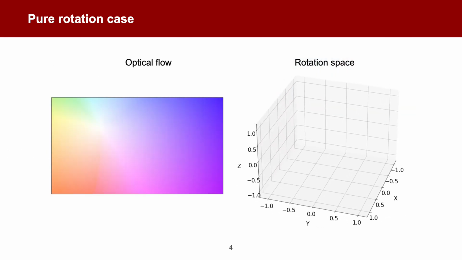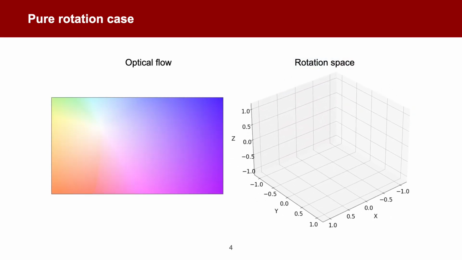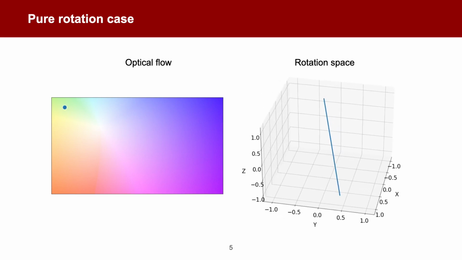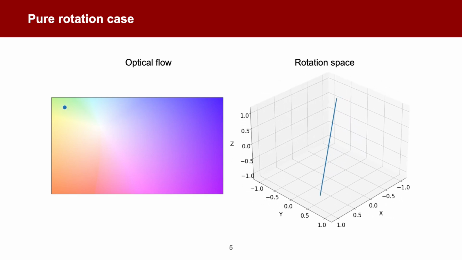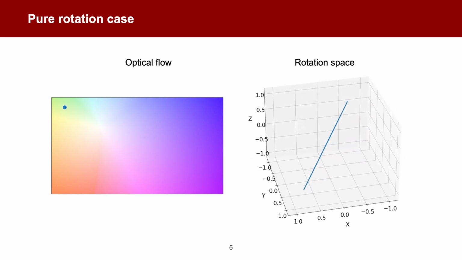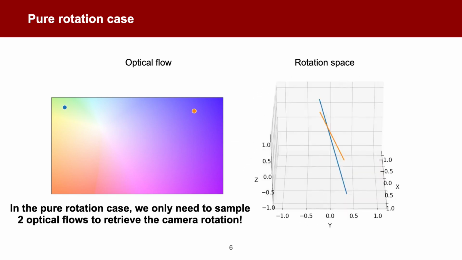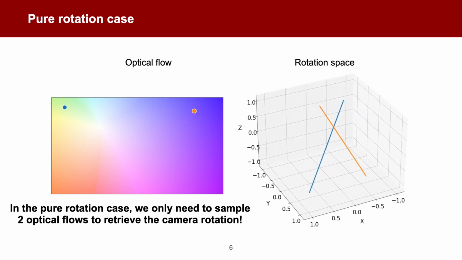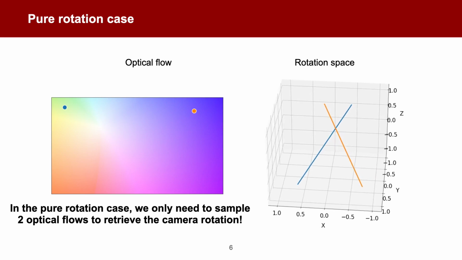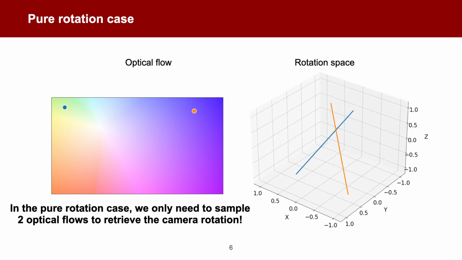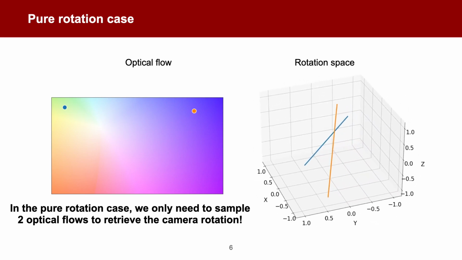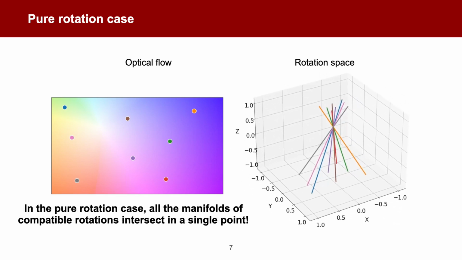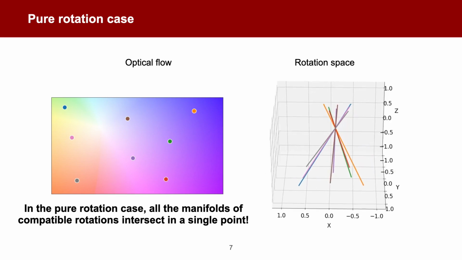On the left, this is the visualization of an optical flow field. On the right, this is the rotation space. The optical flow vector at the location of the blue dot is compatible with the 1D manifold of rotations in the rotation space. Since we are in the pure rotation case, we can retrieve the rotation that has generated this flow field with only two flow vectors. The rotation is given by the intersection of the two manifolds. In the pure rotation case, all the 1D manifolds of compatible rotations intersect in a single point.